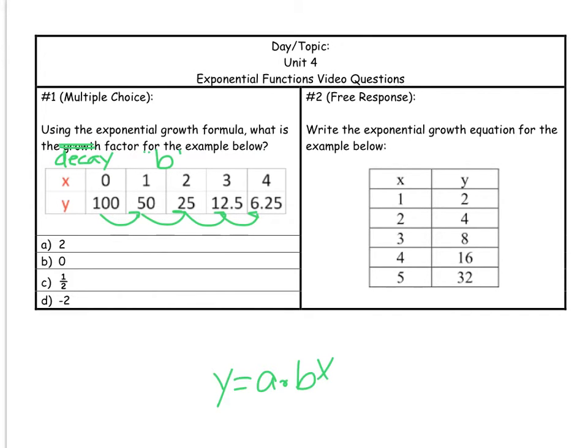Question number 2, write an exponential growth equation for the example below. Okay, first you need to find how are we getting from one term to the next. So how can we write a general formula for that? What does a equal and what does b equal? And keep in mind that a is the start and b is the common ratio.